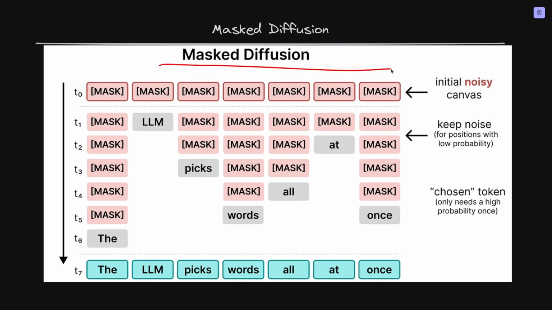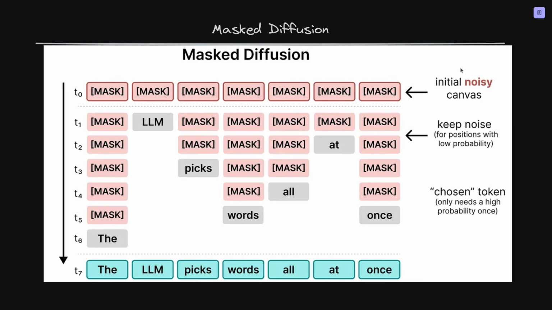This is called mask diffusion. And the idea is simple. We start with a sentence where every position is hidden, and how do we hide it? We use a mask. So here every position is hidden, and this is step T0, and we name it the initial noisy canvas. That means I know there should be a word here, but I don't know which word yet. So the model starts filling in the blanks.